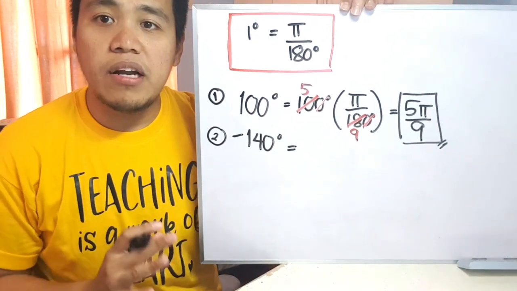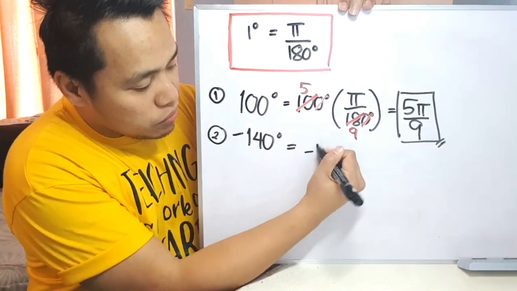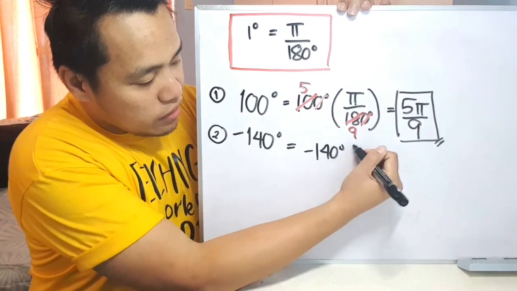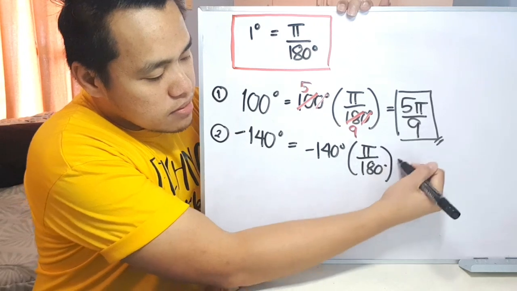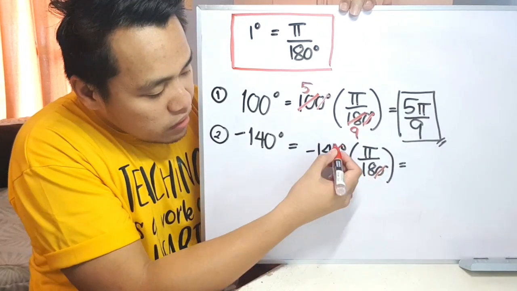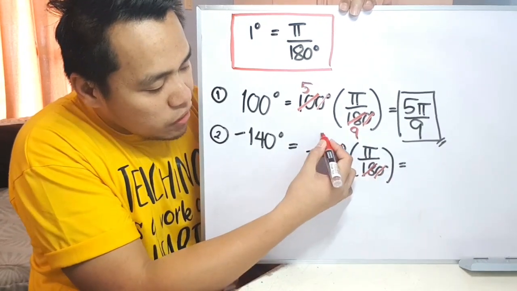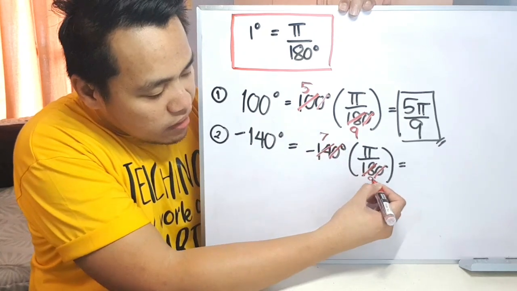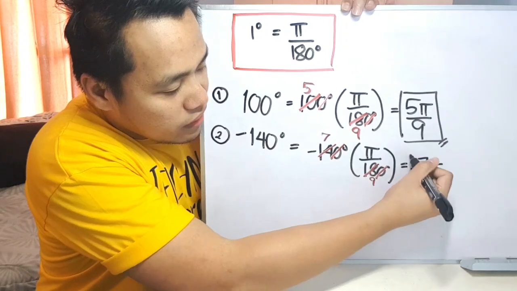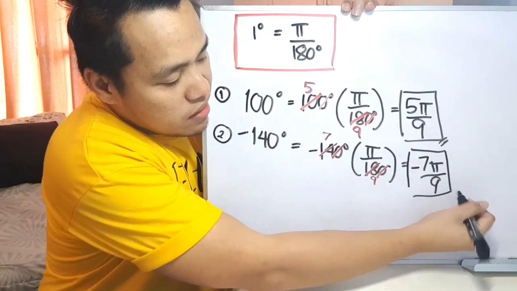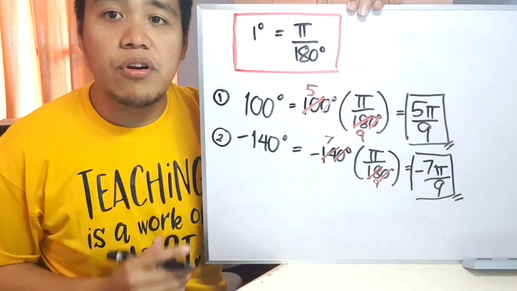How about negative 140 degrees? You will again multiply negative 140 degrees by pi over 180. We can cancel the 0, and then 14 and 18 can be divided by 2, which becomes 7 and 9. But since our given is negative, don't forget to write the negative. So the answer is negative 7 pi over 9.